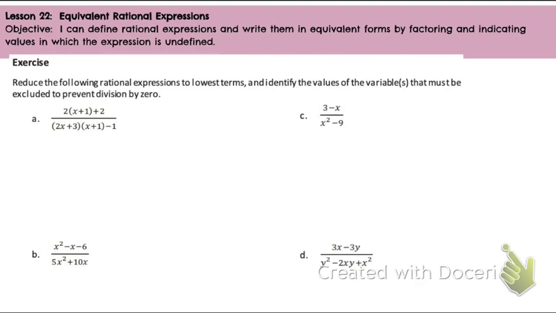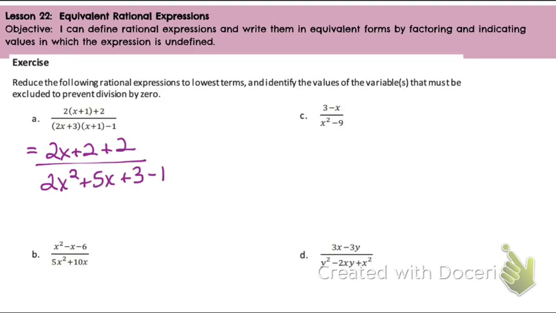All right, so here we go. I'm just going to distribute. I get 2x plus 2 plus 2. On the bottom, I've got 2x squared plus 5x plus 3 minus 1. So I'm going to simplify this even more: 2x plus 4 over 2x squared plus 5x plus 2.